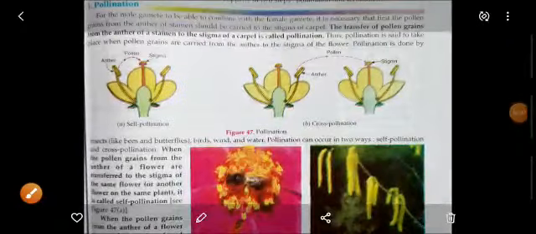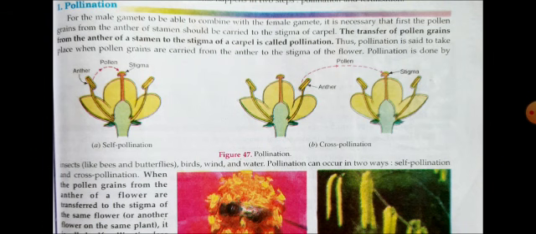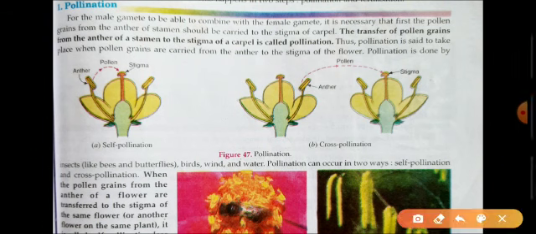This is class 10th. Come on, what are the processes involved in sexual reproduction in plants? Reproduction in plants is completed in two steps. The first step is pollination and the second step is fertilization. So at first we will read about the pollination process.